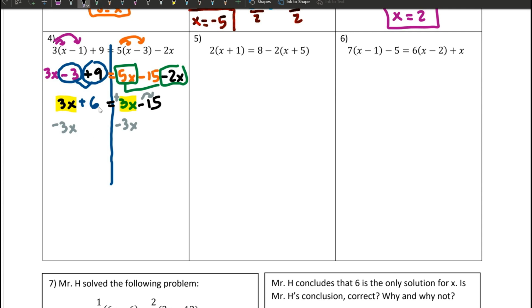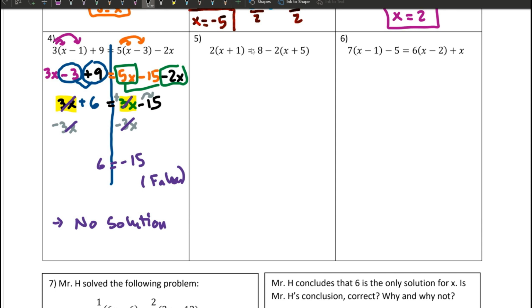So now the interesting scenario happened here. 3x minus 3x cancel each other out. We end up with 6 equal to negative 15, which is not true. 6 cannot equal negative 15. It's a false statement. So the answer is no solution. Because all x's cancel each other out, whatever you plug in, they always give you a statement that's not true. So the answer is no solution.